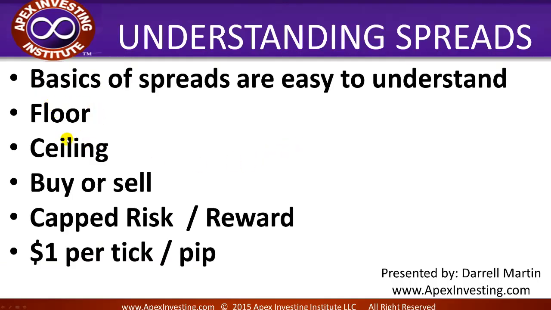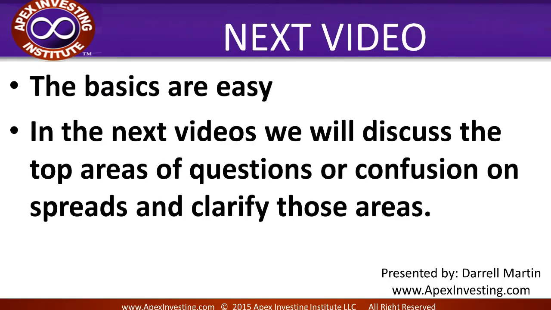You got floor, you got ceiling, right? You got buy, you got sell. That's where you buy and you sell, the amount you make or lose. You got capped risk and capped reward. You got $1 per ticker pip. Okay? So those basics are really easy. And what I'm going to do is one more video where I go in and talk about the spreads and how they work, specifically with all the things that get everybody really confused. Okay?